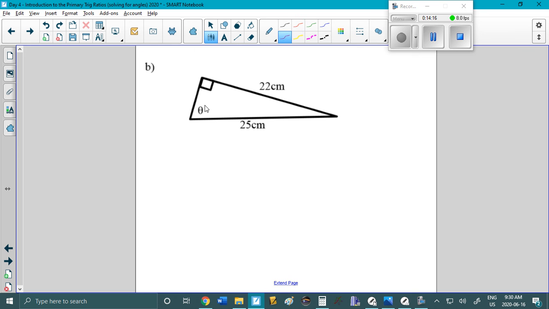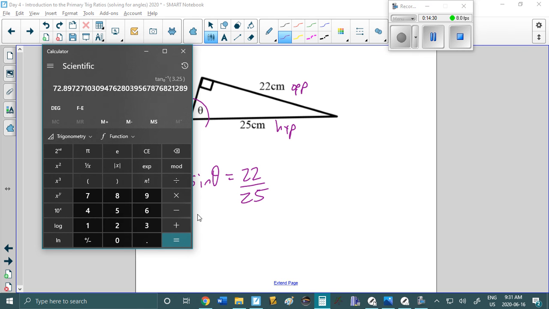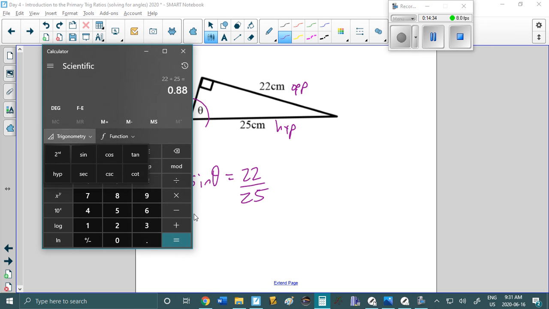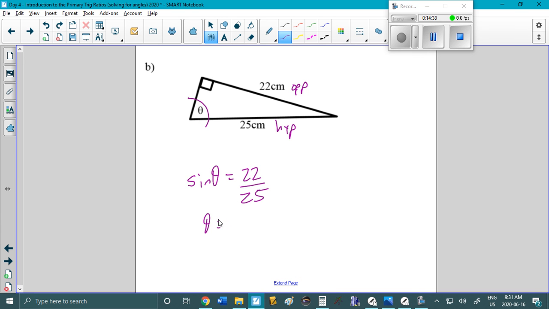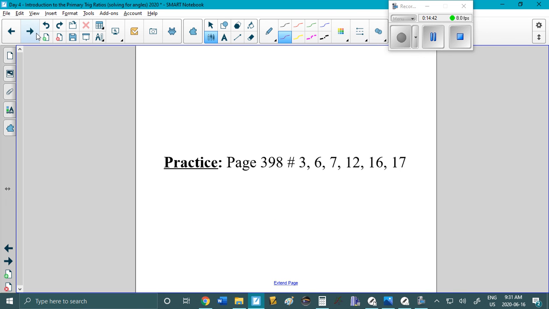Next one, pause it and try it. This is my angle. This is my opposite. This is my hypotenuse. O and H goes with sine. Sine theta is 22 over 25. 22 divided by 25. Shift sine, 61.6 degrees. That's it. That's the whole lesson.